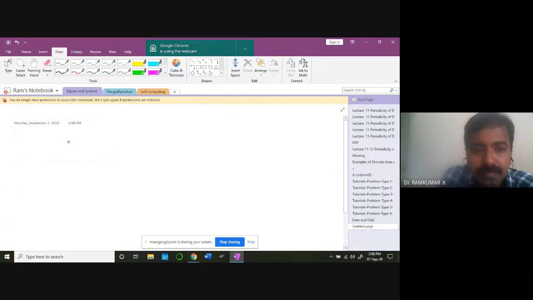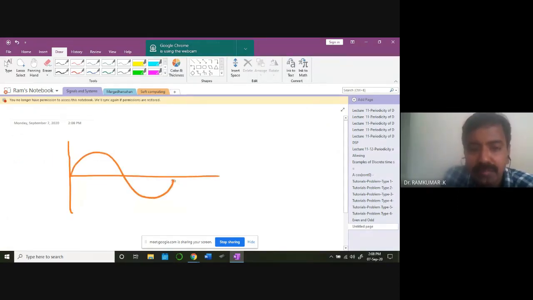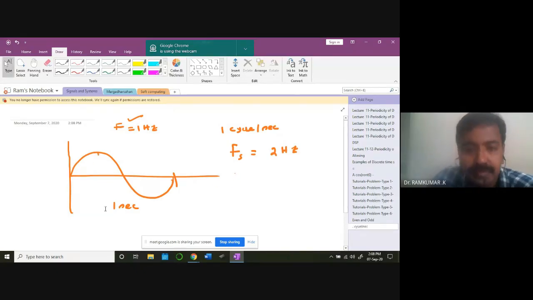For sampling, keep this idea in mind, okay? For sampling, take a sinusoid like this. What is a hertz? 1 hertz. This is 1 second. Okay? 1 cycle per second is the signal frequency, the cyclical frequency. Now I am going to sample this at a rate of 2 hertz. I'm going to get these samples.